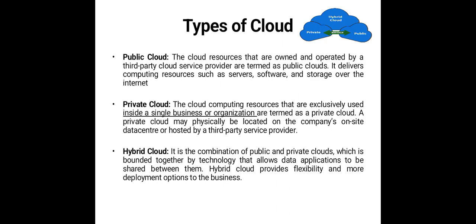The third one is hybrid. It is a combination of both public and private cloud, bound together by technology that allows data and applications to be shared between them. Hybrid clouds provide flexible and more deployment options to the business. These types can be used for testing, usually for beta testing.